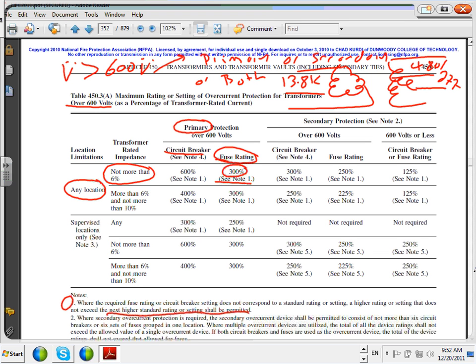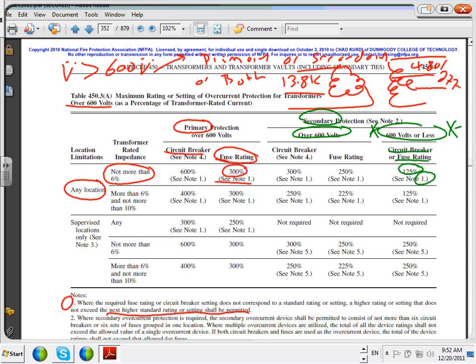On the secondary side right here, you have 2 options. The secondary could be over 600 volt or under 600 volt, right? So over or under. Most of the time, since you guys are doing buildings, the default is that the secondary is less than 600 volt, but it could also be more. Either a fuse or circuit breaker, doesn't matter, my multiplier is 120, and pay attention to note number 1, which tells me if you don't hit a standard size, go up. That's your default.